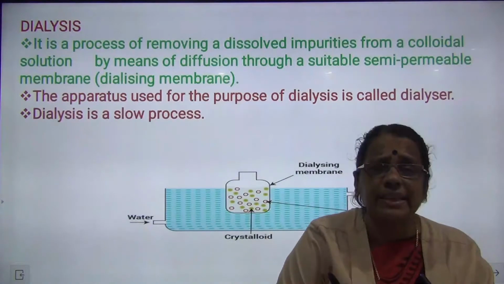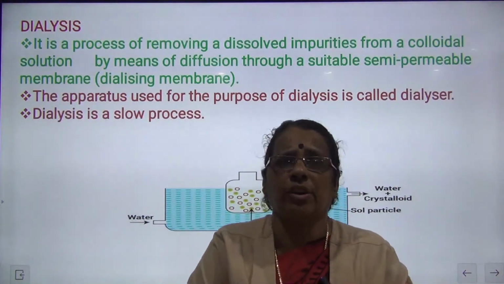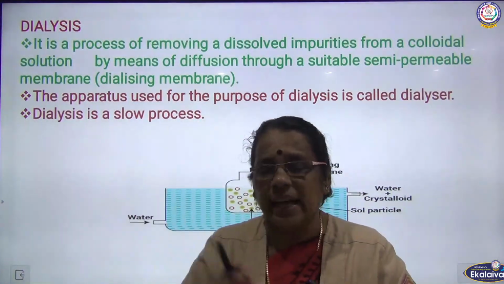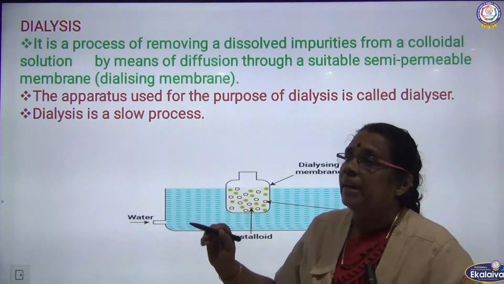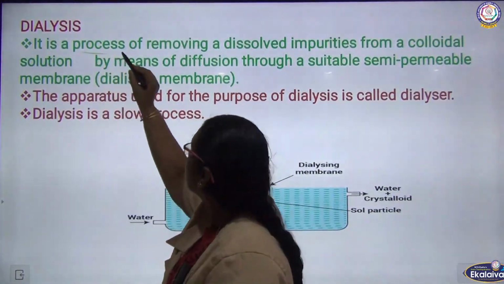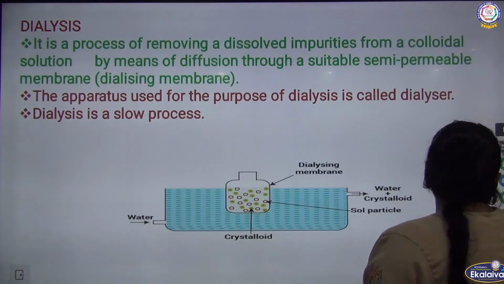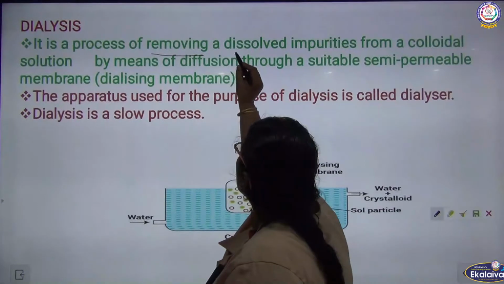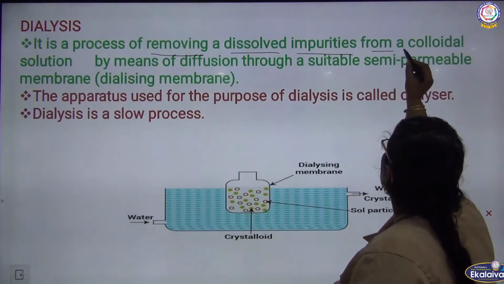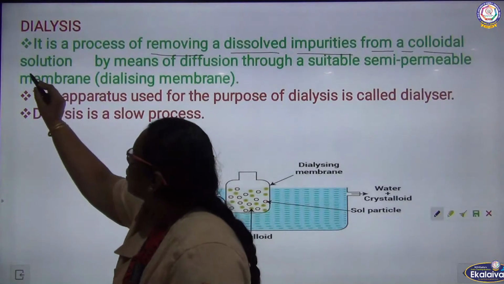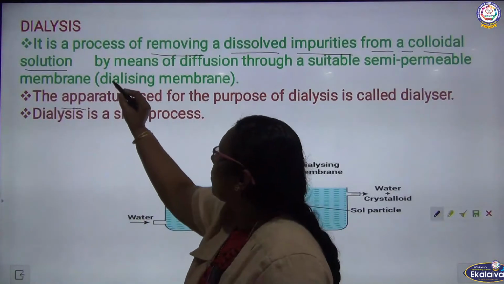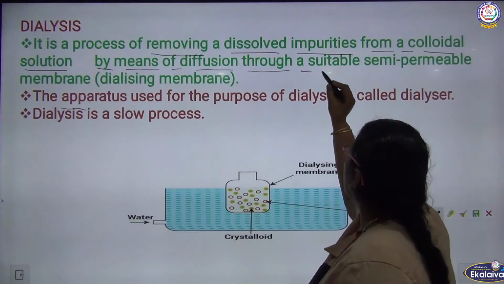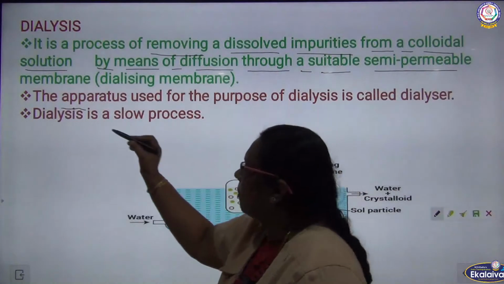Process of dialysis, which is very, very important for the purification of colloids. I have told about the three methods of purification of colloids. The first method is dialysis. So what is dialysis actually? It is a process of removing dissolved impurities from a colloidal solution by means of diffusion through a suitable semi-permeable membrane.